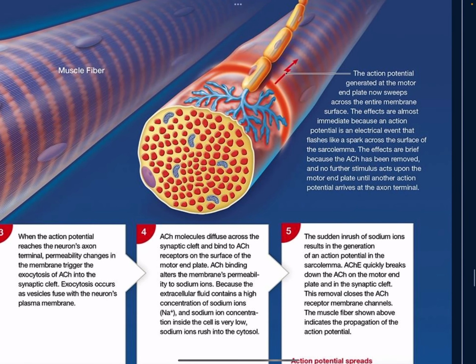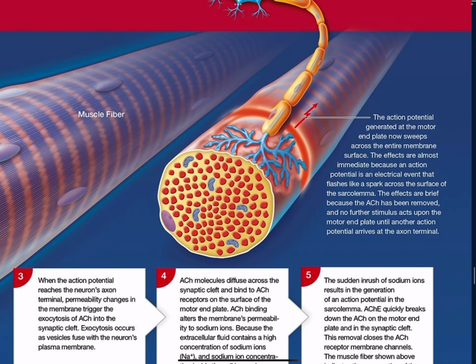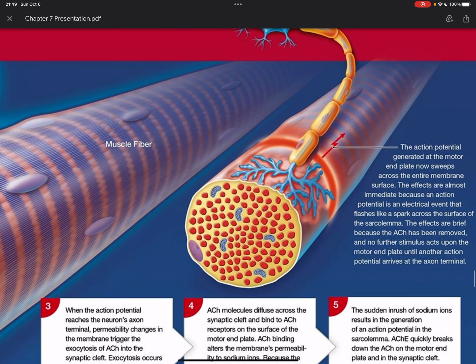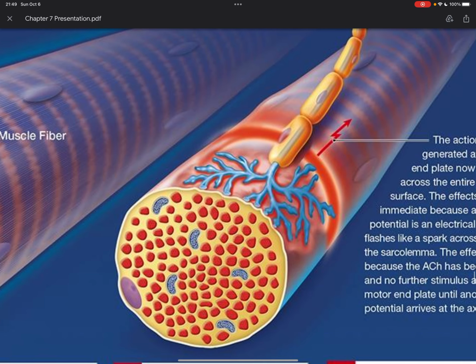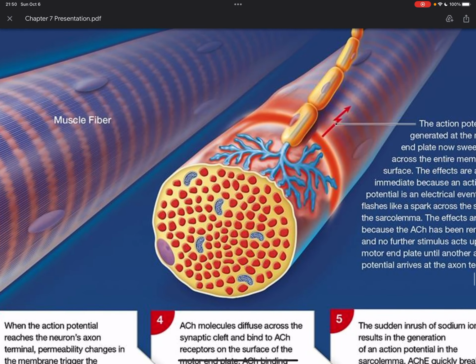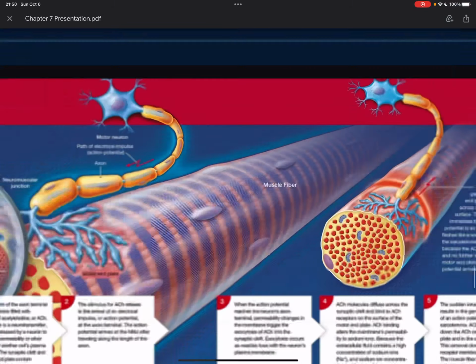Yes, okay, so it was the diagram up here. The action potential generated at the motor end plate now spreads across the entire membrane surface. We see that right here. And if you don't recognize this image from earlier, it's just showing a muscle fiber. It's also written right there.